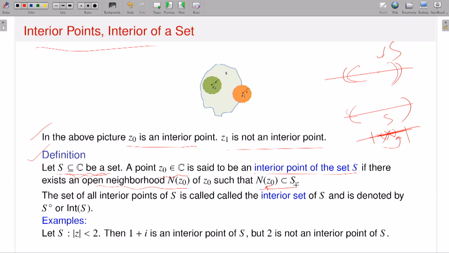Okay, so this is called an interior point. Now the set of all interior points is the interior of the set, and it is denoted by S.